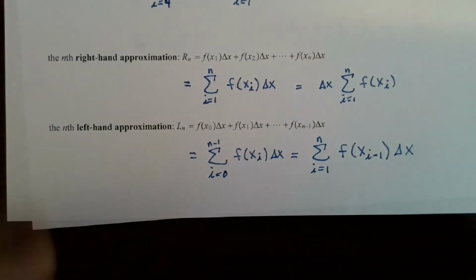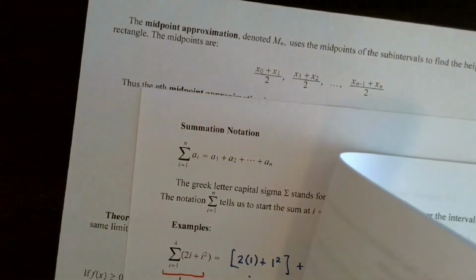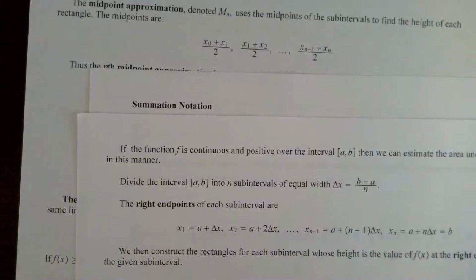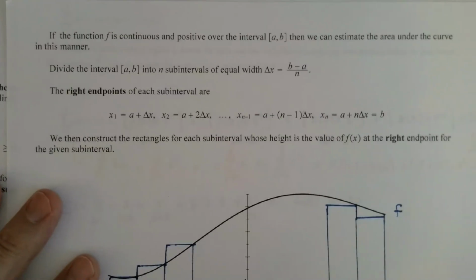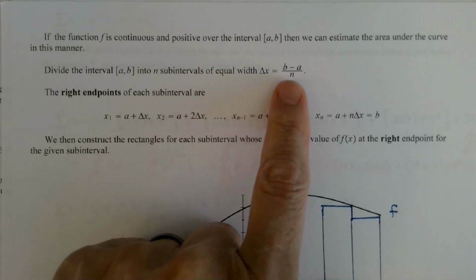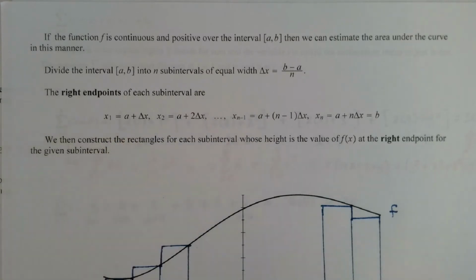And if you remember, the delta x is the width of each subinterval. Sorry, I'm trying to get back to that page where we're setting up the general problem. And there it is, right? The delta x is determined by the length of the interval divided by n. Okay, and then the right-hand endpoints, we can see how they're written here, and we'll talk about how to do those in general.